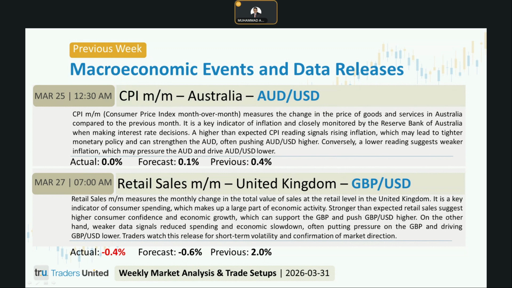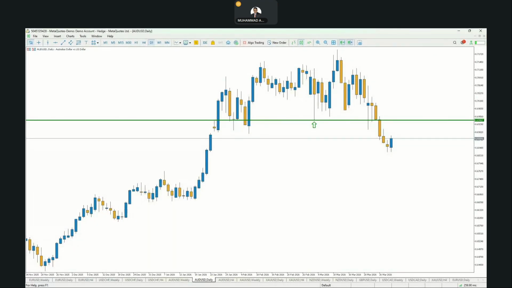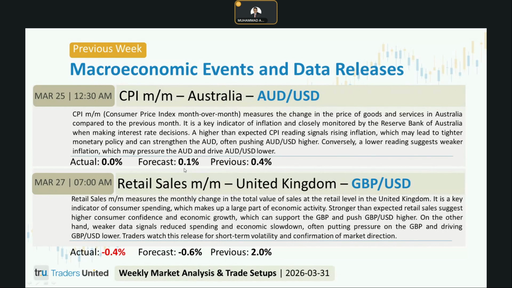Now, let me discuss about the trading outlook. The bias turned bearish for AUD/USD currency pair after the CPI release. Short-term pressure remains on the Australian dollar after the initial move. The overall analysis and key takeaway is Australia's CPI month over month slowed to 0.0%, missing the 0.1% forecast and falling below the previous 0.4% number.